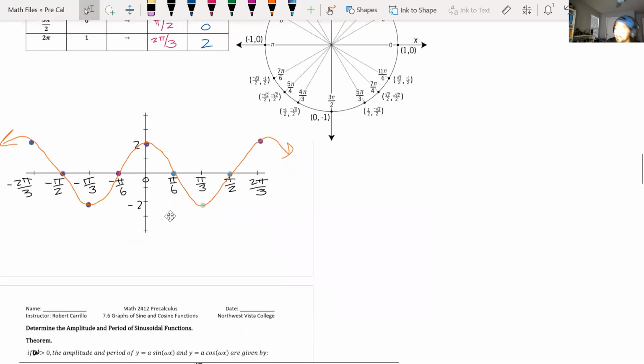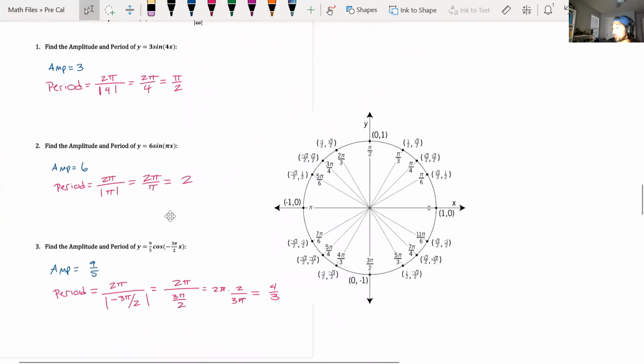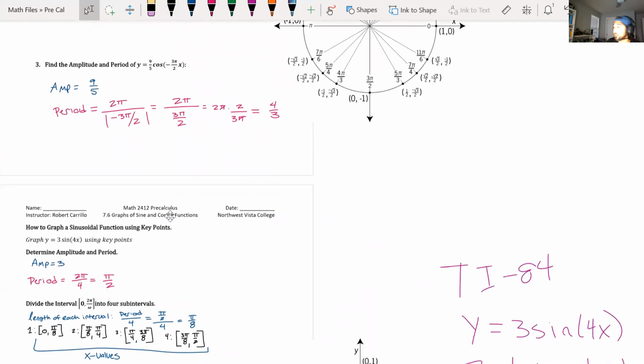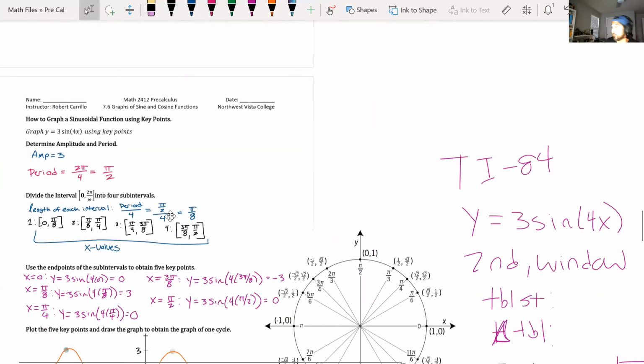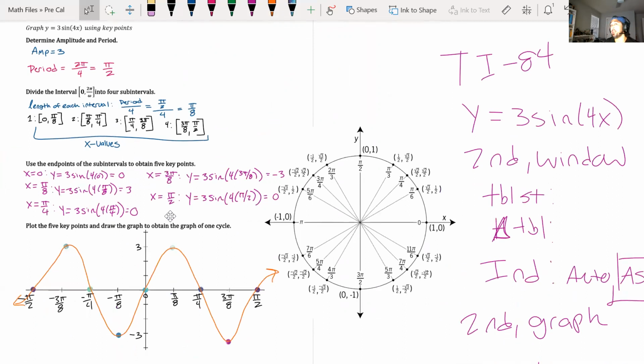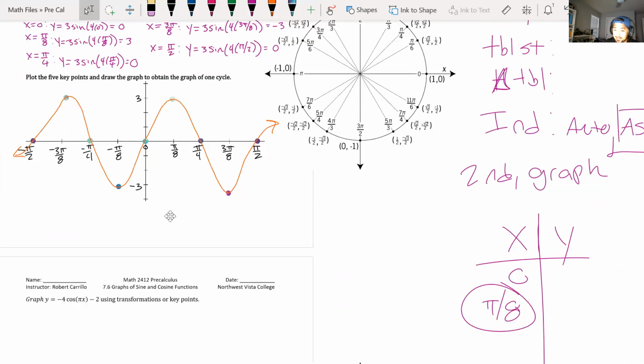But key points doesn't care about any of that. So you choose which one you like. Don't switch back and forth because then you're going to confuse yourself. So either stick with transformations or stick with key points. For the rest of this lesson, I'm doing transformations. It's just so much faster.